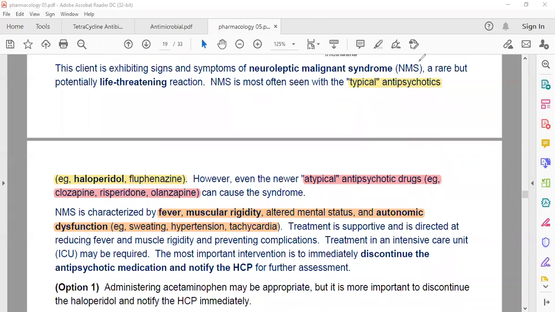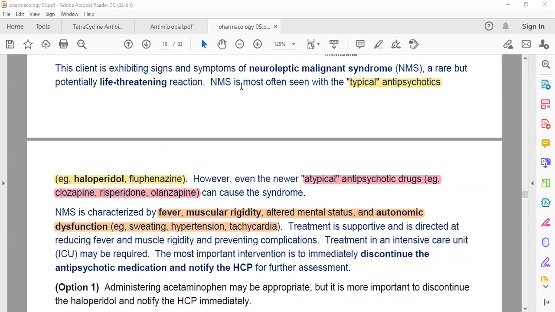So neuroleptic malignant syndrome is a very uncommon but potentially life-threatening reaction. This is the reason that when we see the patient has signs and symptoms of neuroleptic malignant syndrome, we do not observe, we notify the healthcare provider immediately.